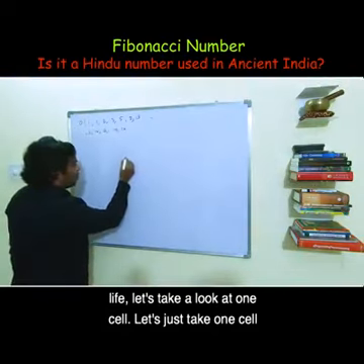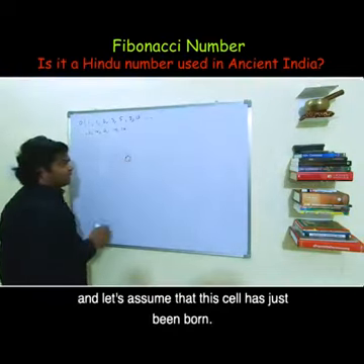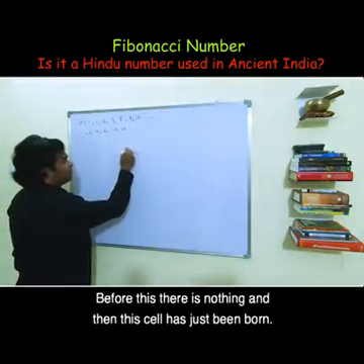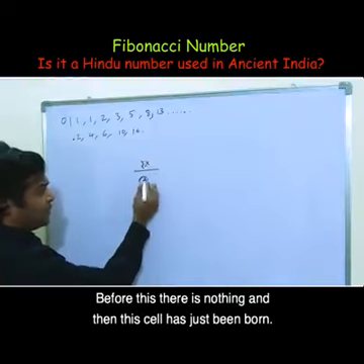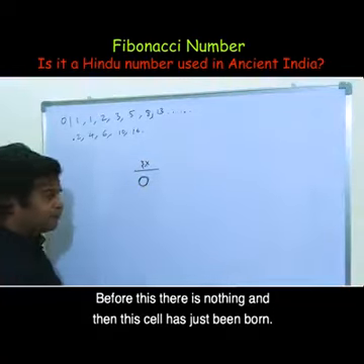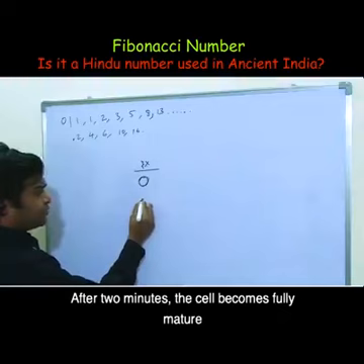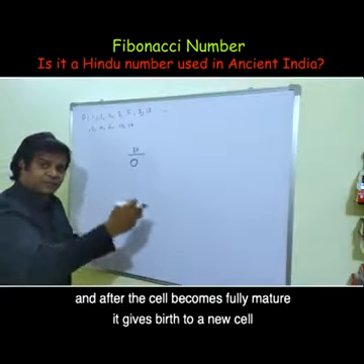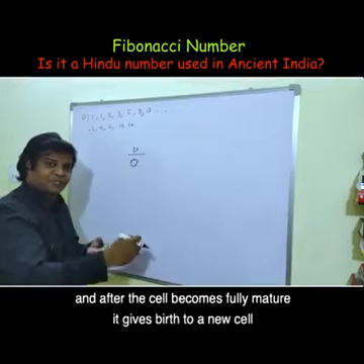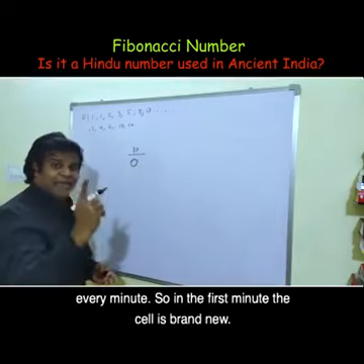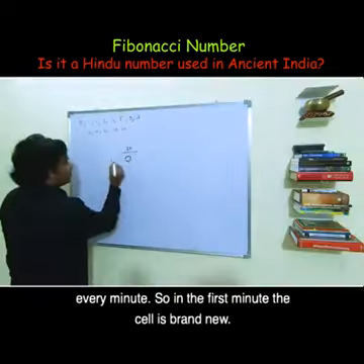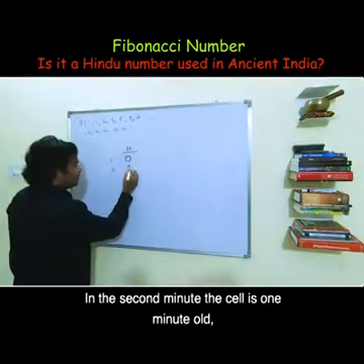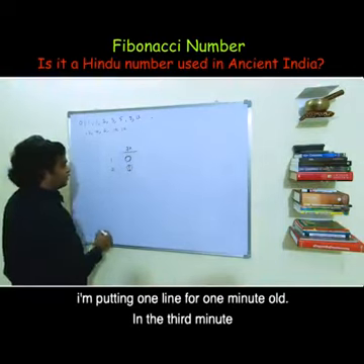Let's just take one cell and let's assume that this cell has just been born. Before this, there was nothing. And then this cell has just been born. After 2 minutes, the cell becomes fully mature, and after the cell becomes fully mature, it gives birth to a new cell every minute. So in the first minute, the cell is brand new. In the second minute, the cell is 1 minute old. I'm putting one line for 1 minute old.